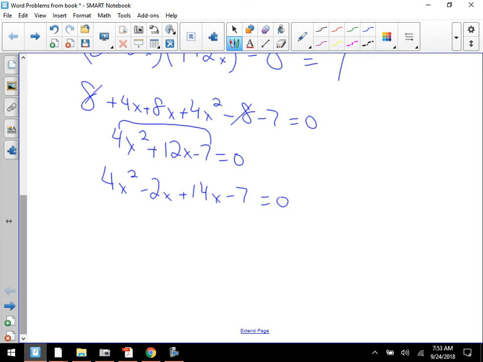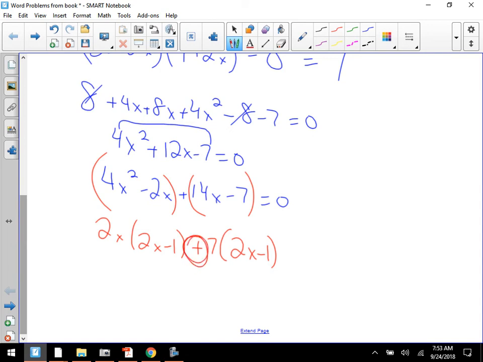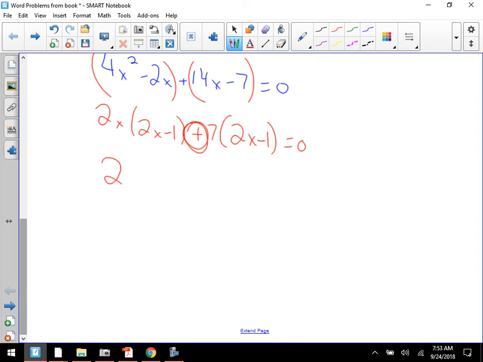So now you take your groups, factor out a 2x. We get a 2x minus 1. Take out a 7. Whenever you factor by grouping, make sure you're putting this sign out there. Sometimes you guys forget that. Okay? And then that equals 0. Are the two things in the parentheses the same thing? Yeah. So we write it down. And then what's left? What are your two zeros?